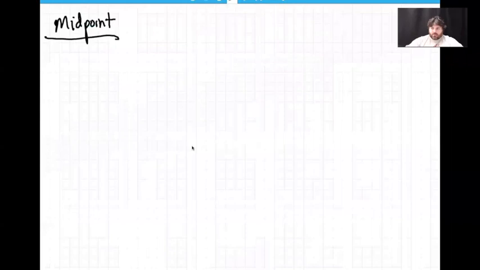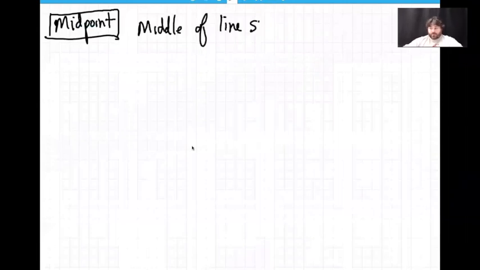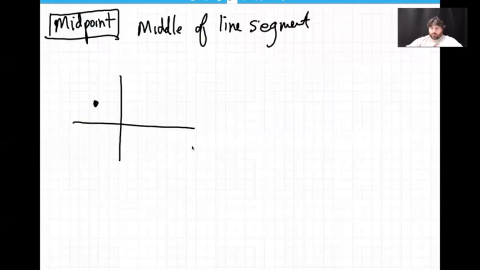Okay, so the next thing I want to talk about is midpoint. Midpoint is the middle of two points, so the middle of a line segment, if you will. So we've got a graph here, we've got a point here and a point here. This location, this little star, is the midpoint. It's the same distance from both sides.